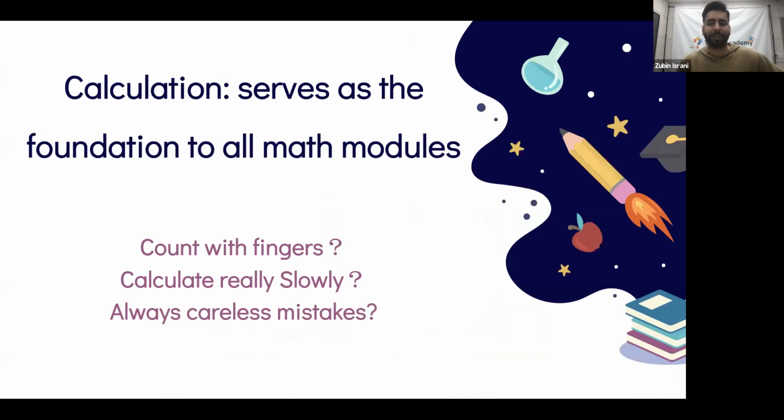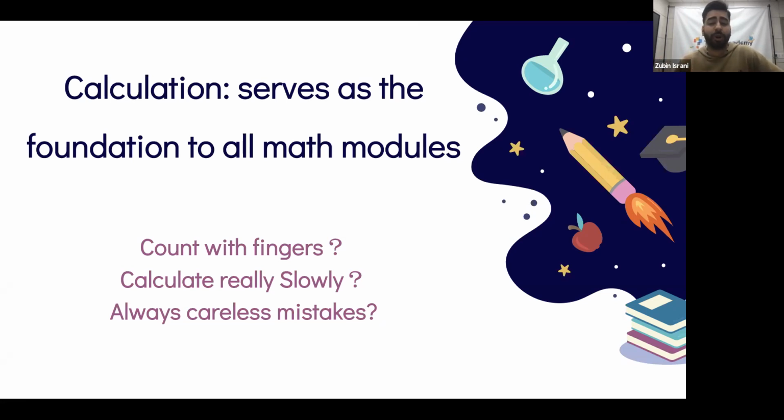So let's start off with calculation. Calculation serves as the foundation to all math modules, right? This is the most important one, because if you don't have a good base in terms of actually calculating operations, yes, you might understand the logic behind a complex geometry question, and yes, you can break down your word problems, but what good does that all do if the final answer is wrong, or the way you go through it is completely erroneous?